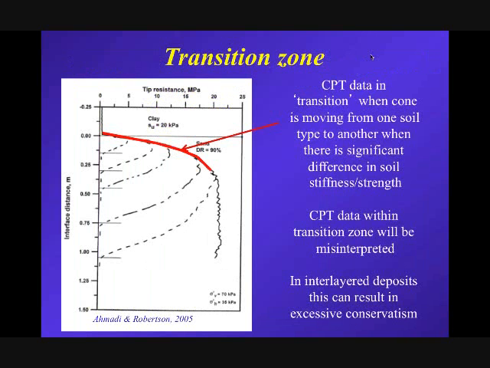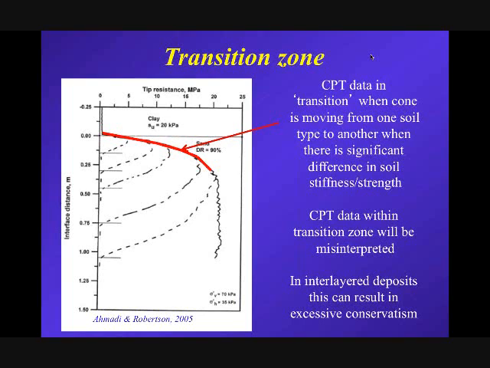Now, you saw from that schematic that you tend to have a zone of influence of the cone. The cone tends to sense both ahead and behind. And so when you're pushing the cone through interlayered soil, so if you're in a very soft clay and you start to push into a dense sand, the tip resistance will start to rapidly rise up to the true value within the sand, but it does take a certain distance before the cone no longer senses that soft clay above.